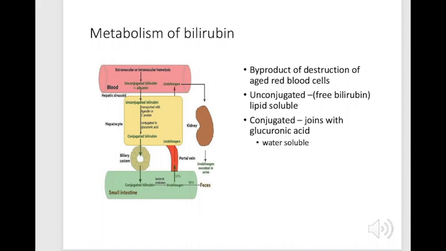Within these cells, the hemoglobin is separated into its compartments. Remember, heme and globin. The globin component is further degraded into its constituent amino acids, which are recycled to form new proteins. The heme is converted to biliverdin by enzymatic cleavage of the iron. The iron attaches to transferrin in the plasma and can then be stored in the liver or used by the bone marrow to make new red blood cells.